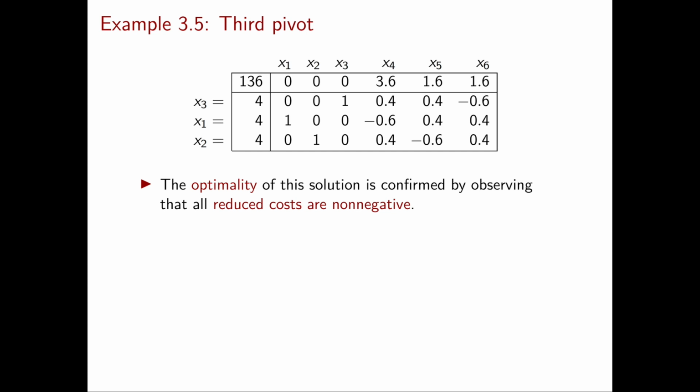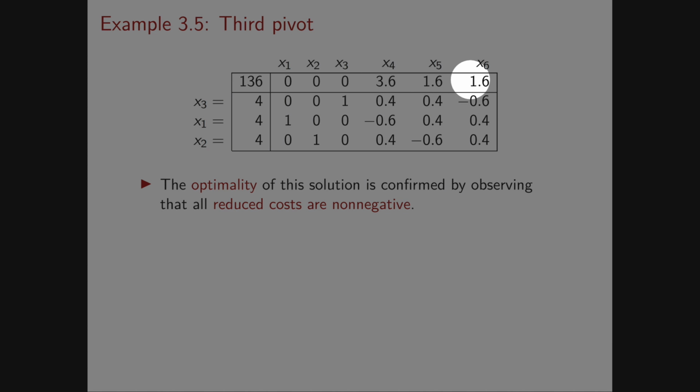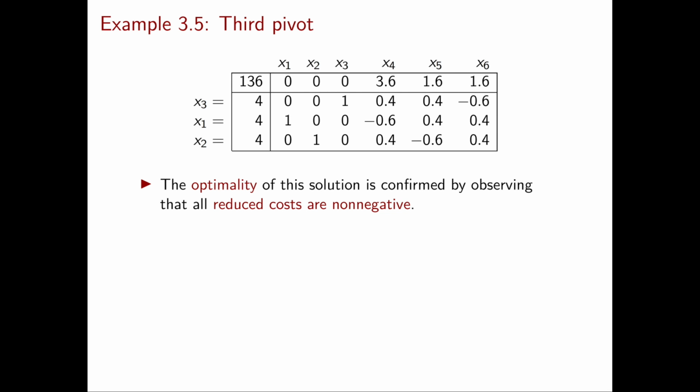Of course, we can also understand the optimality of this basic feasible solution by looking at the tableau, because all the reduced costs are greater than or equal to 0. So the optimality conditions are triggered and our simplex method terminates.